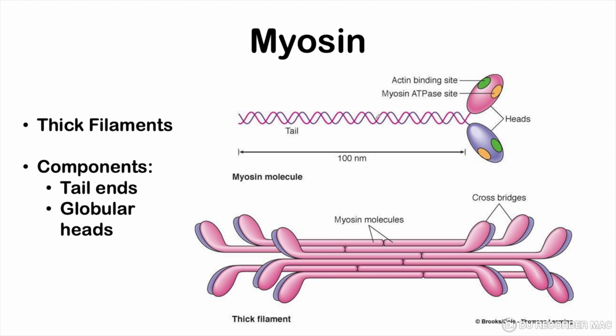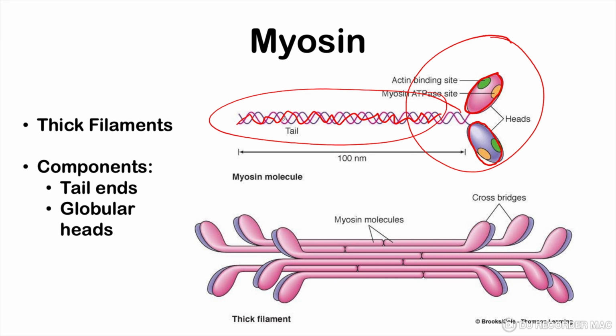Your myosin, the thick filament, has two identical subunits. So it has these two identical subunits that are intertwined in a helical fashion together. And it has two heads right here. As you can see here, there are two portions, the head and the tail portion. You have your two globular heads that are shaped like a golf club, and it has these intertwined tail ends. So again, your tail is right here, your head is right here.